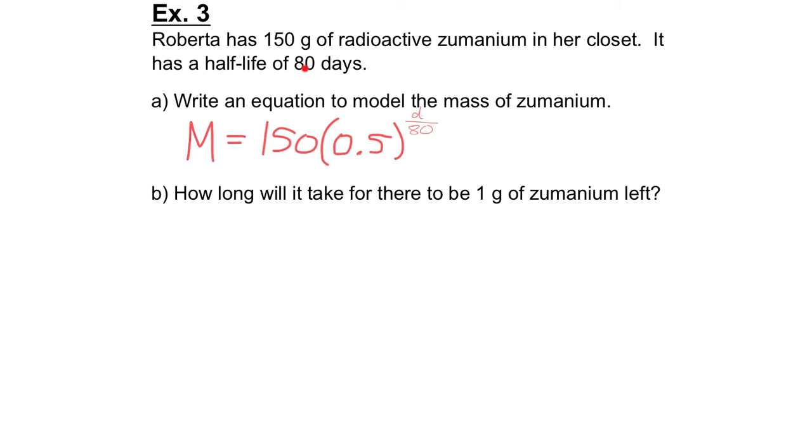So if your half-life is given in days, then the numerator in your exponent is the number of days. If your half-life is given in years, then that would represent the number of years, etc. Okay, so we have an equation. How long will it take for there to be 1 gram left? So the mass is 1 gram. And now we can solve it the same way we did before. I'm going to challenge you here to try the rest of this question on your own. So pause the video, try the math, and see if you get the same as me.